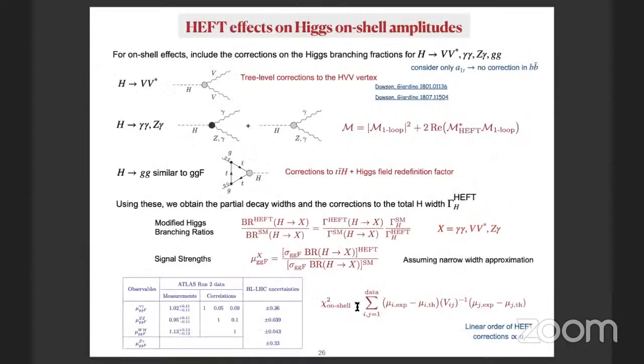Okay, so the physical significance of the off-shell measurements lies in its correlations with the on-shell measurements. So these are the different Higgs corrections to the Higgs decay widths that we considered. I'll not go into much detail. And using these corrections, we calculated the total Higgs decay width, then we calculated the modified Higgs branching fractions, and then finally using those, we calculated the signal strengths, assuming narrow width approximation. And finally, we put everything in the form of the chi-square.